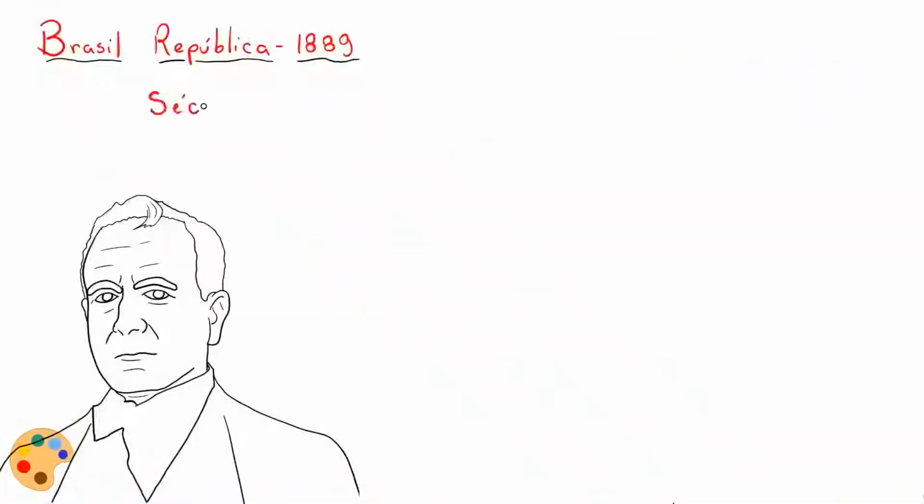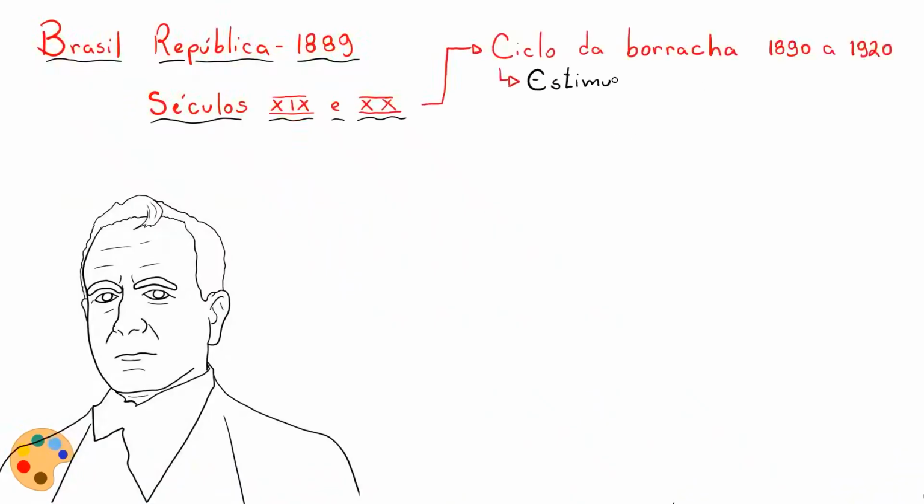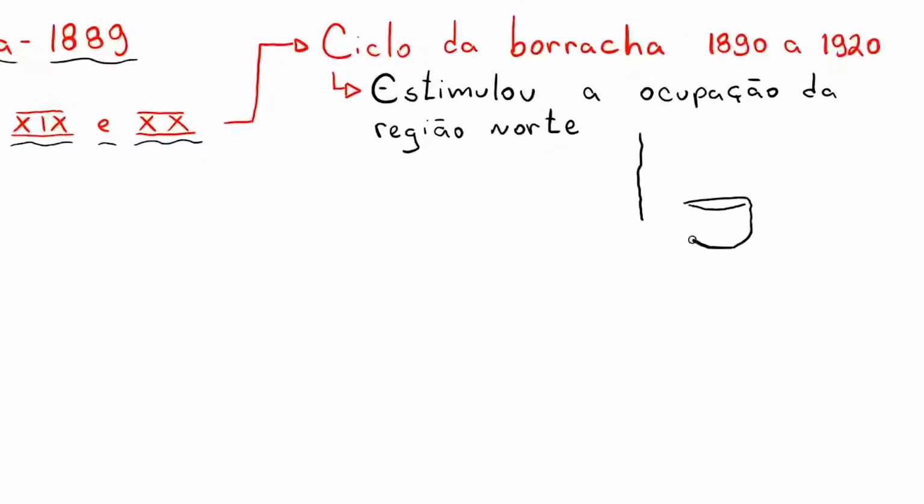As an example, we have the so-called rubber boom, which happened in the northern region of the country. And it basically consisted of extracting latex for export. Even though this activity had a relatively short cycle, which peaked between 1890 and 1920, latex played a very important role when it comes to the territorial occupation of the northern region.